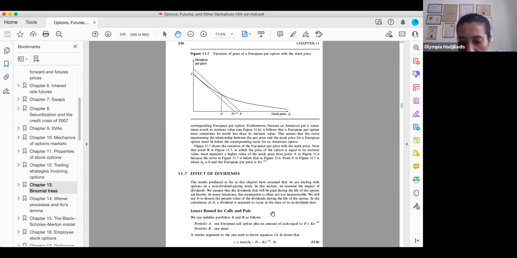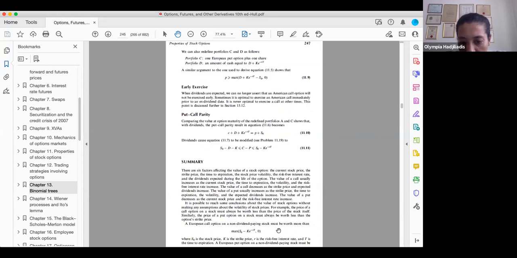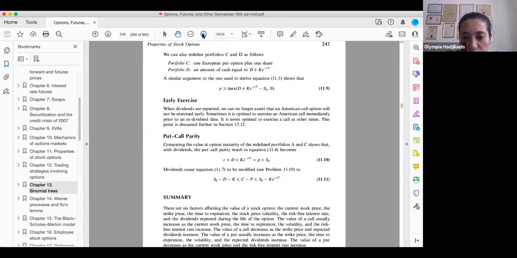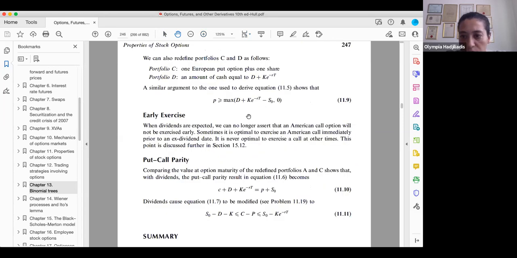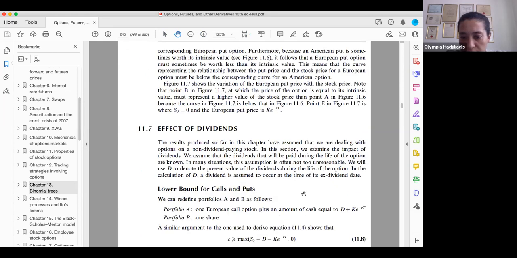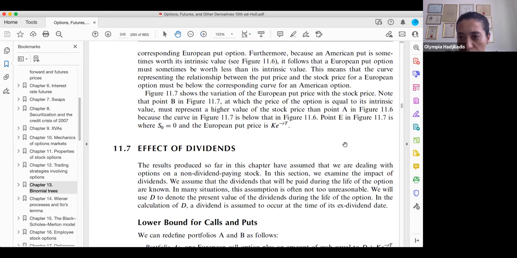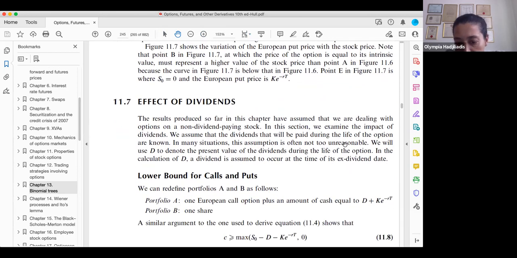This is the condition in 11.8. The condition in 11.8 asserts that C is greater than or equal to the maximum of S0 minus D minus K e to the minus RT. So this condition actually no longer holds. That's the point here. So let's go back.